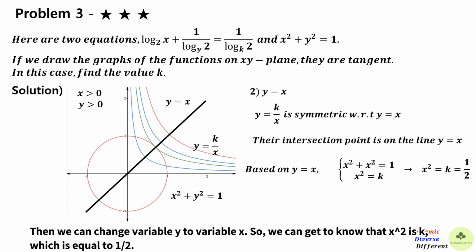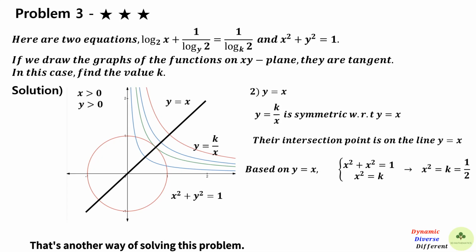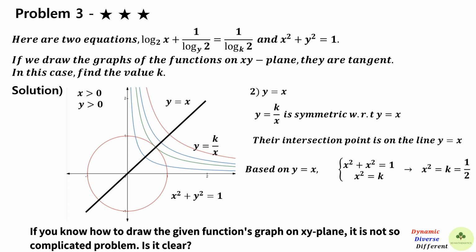Then we can change variable y to variable x. So we can get to know that x squared is k, which is equal to 1 over 2. That's another way of solving this problem. If you know how to draw the given function's graph on xy plane, it is not so complicated problem. Is it clear?